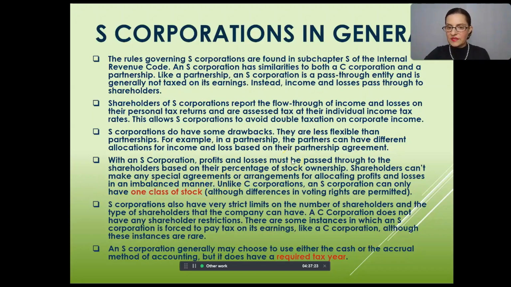Unlike C corporations, an S corporation can only have one class of stock. One class of stock. Remember this for the test. An S corporation can only have one class of stock.